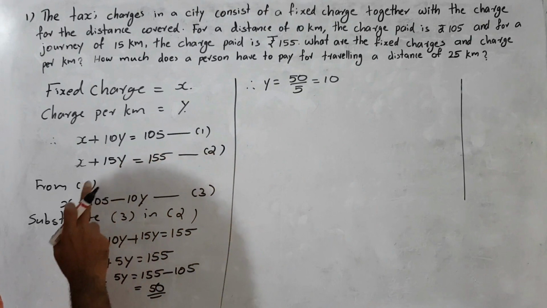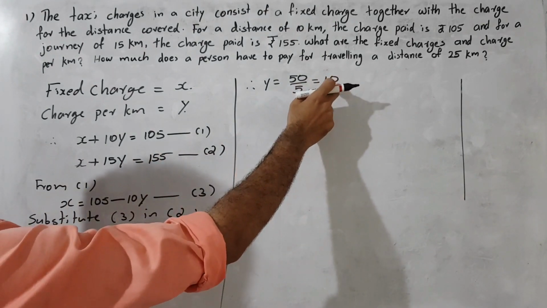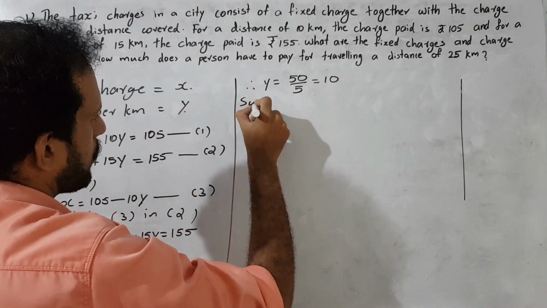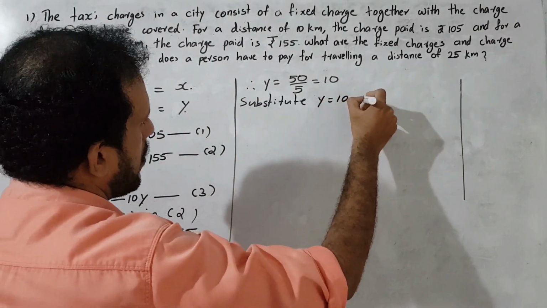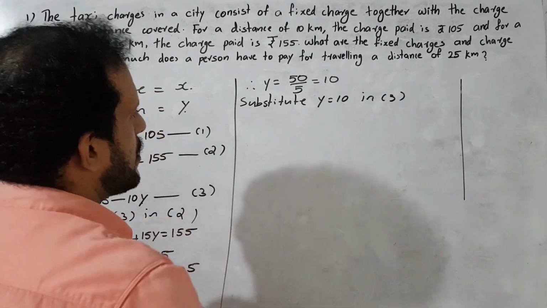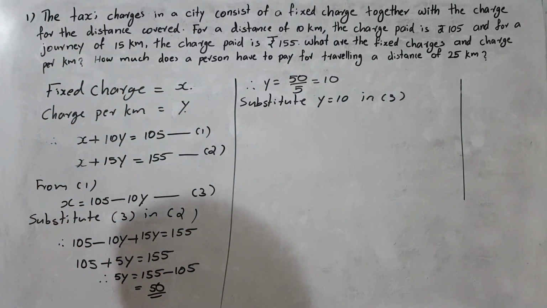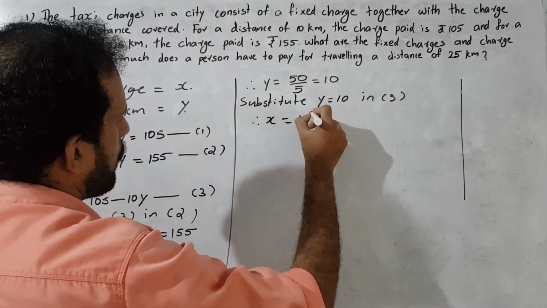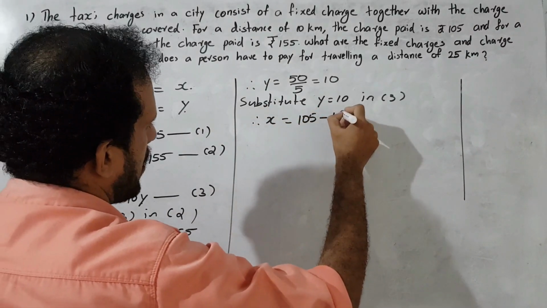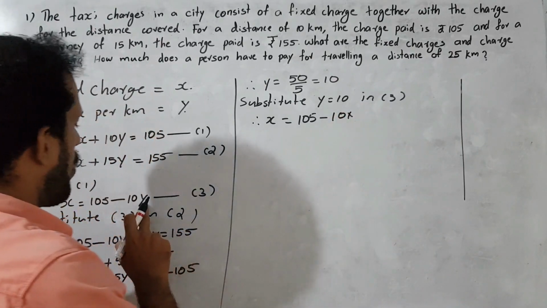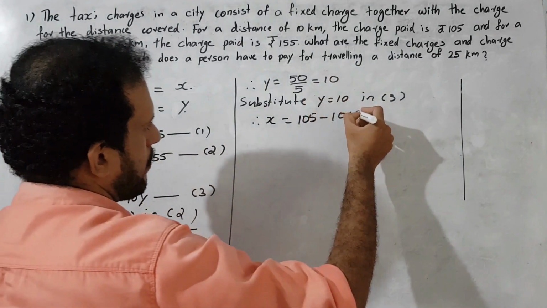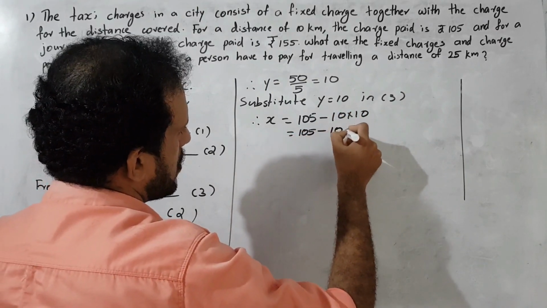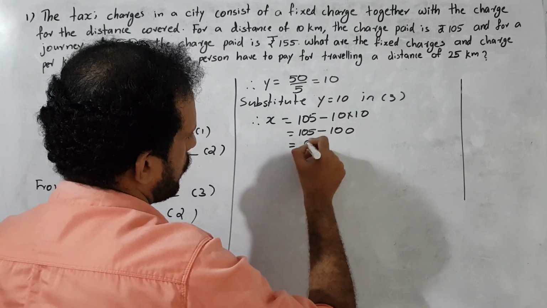Next we need to find the value of x. For that we substitute the value of y in equation 3. Substitute y is equal to 10 in 3. Correct? Then what do we get? Therefore x is equal to 105 minus 10 into y. 10y means 10 into 10, so x is equal to 105 minus 100, which is equal to 5.